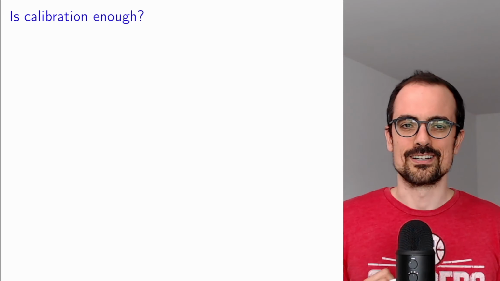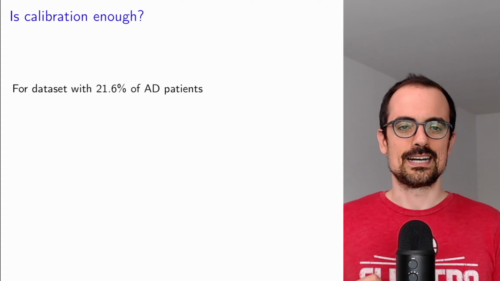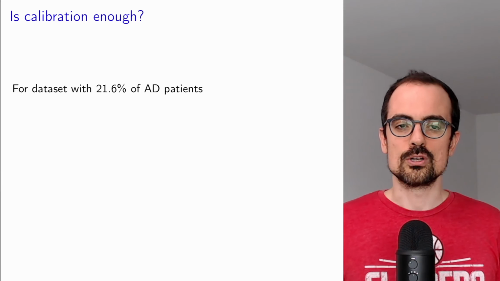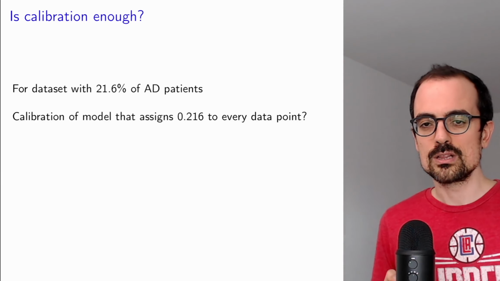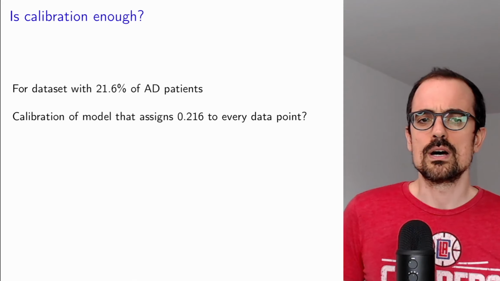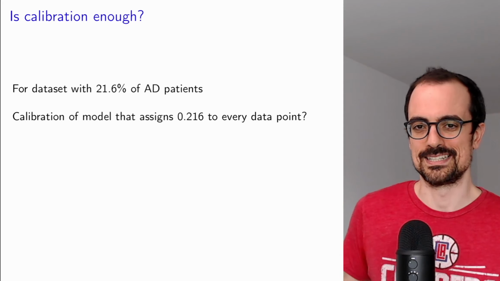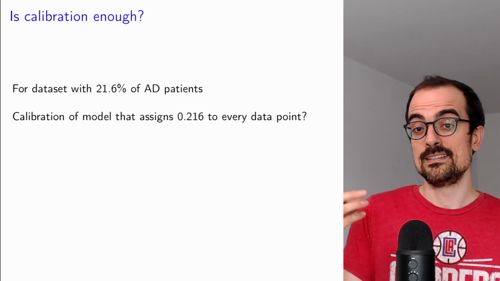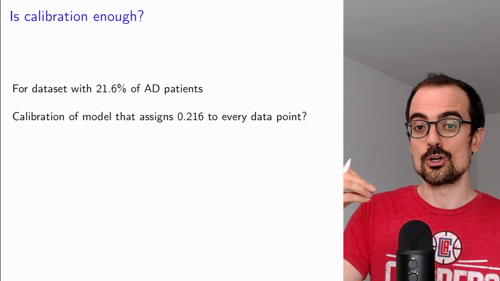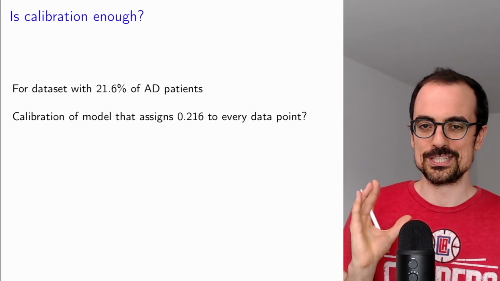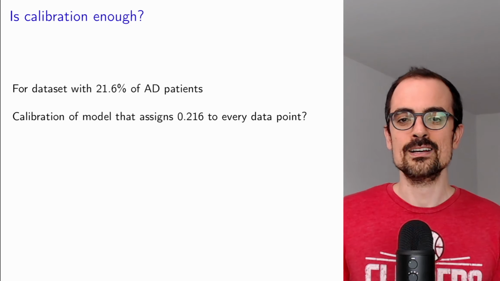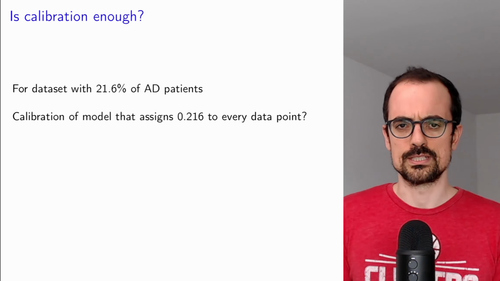Well, there's a catch here, because imagine that for a data set that has 21.6% of AD patients, you consider a model that just says the probability of Alzheimer's is 21.6%, which is the fraction of Alzheimer's in the population. This is a very good estimate of whether someone has Alzheimer's or not if you don't know anything else about them. But the whole point of classification is using the features that we're giving you. So here you wouldn't even look at the MRI. You would be like, oh, the probability is 21.6%.